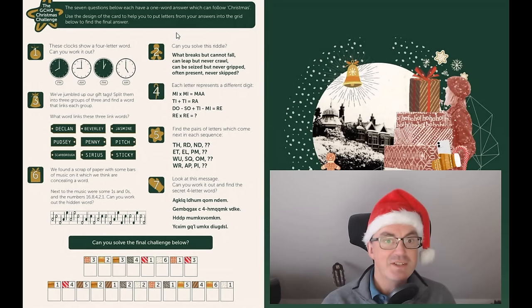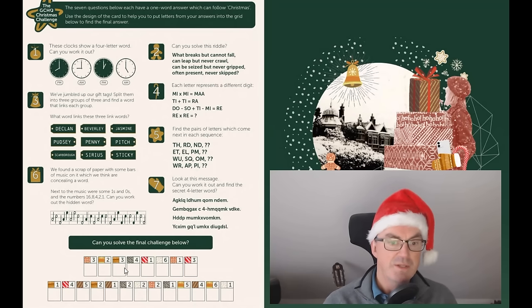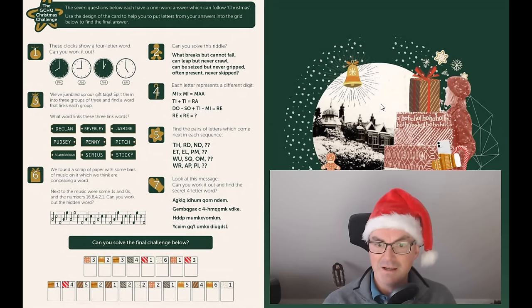So it says there are seven questions below. Each have a one-word answer, which can follow Christmas. Okay, so Christmas tree, for example, might be an answer to one of them. Use the design of the card to help you put letters from your answers into the grid below to find the final answer. Right, so we've got to fill in the bottom thing here. And what did it say? Use the design of the card. Right, okay, so we've got to use the design over on the right-hand side.